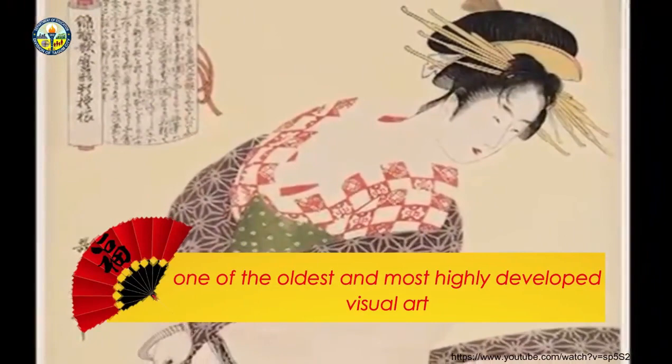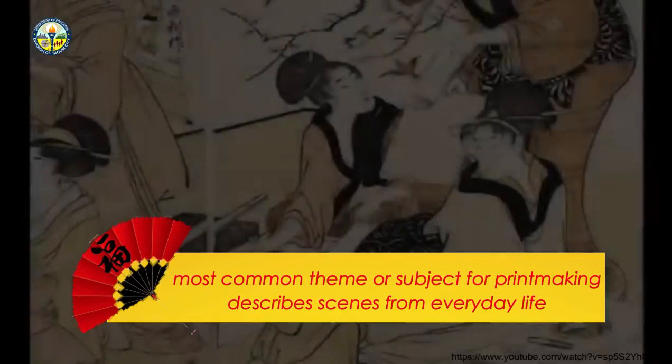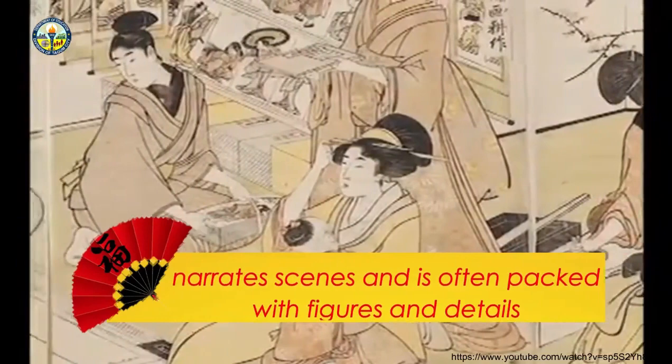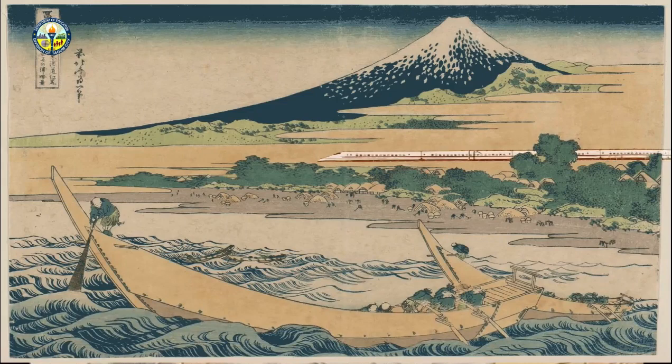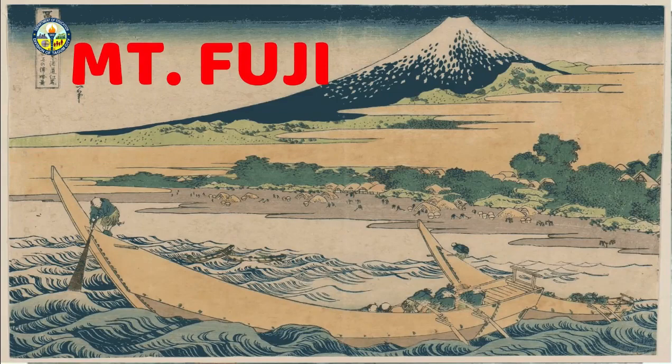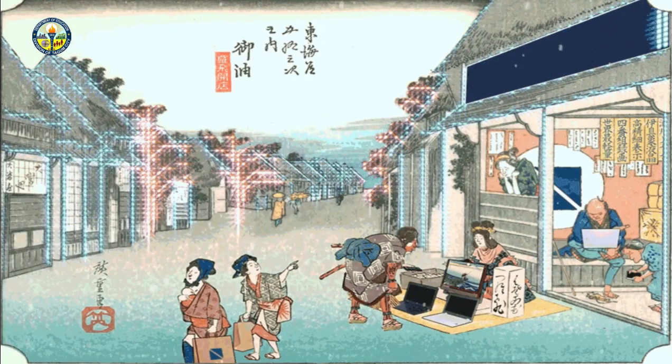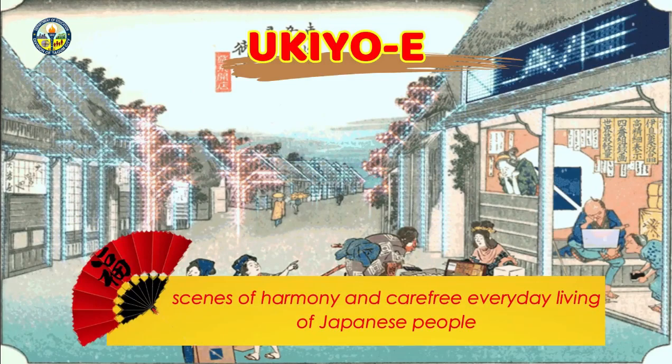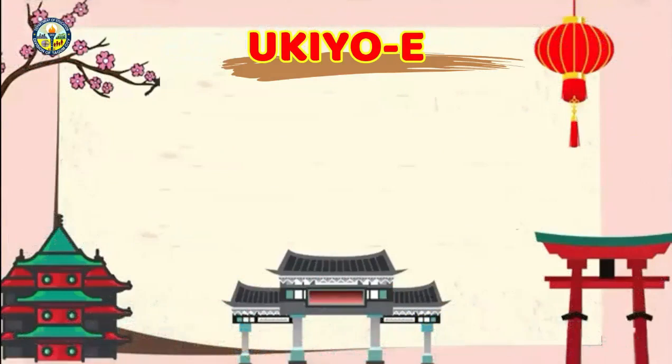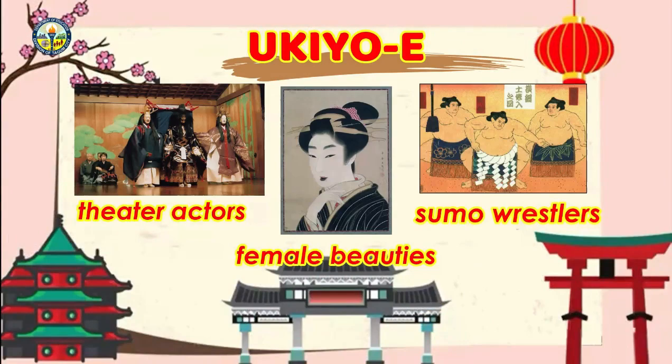The most common theme or subject in Japan for printmaking describes scenes from everyday life. It narrates the scene and is often packed with figures and details. This is an example of Japan's woodblock printing of the famous Mount Fuji. Another example of a Japanese art using the woodblock printing is ukiyo-e, which shows scenes of harmony and carefree everyday living of Japanese people. Subjects of ukiyo-e also include female beauties, theater actors, and sumo wrestlers. To know more about this Japanese art, let us watch this short video.